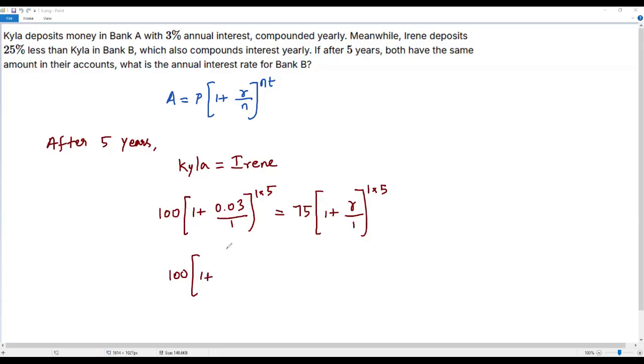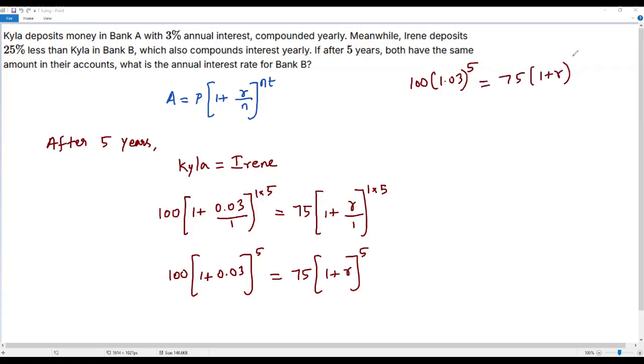Okay, now let's do some simplification. 100 times (1 + 0.03/1), and 0.03 over 1 is just 0.03, raised to the power of 1 times 5, which is 5. Then we get 75 times (1 + r) raised to the power of 5. So 100 times 1.03 to the power of 5 equals 75 times (1 + r) to the power of 5. Now we can divide both sides by 75, so the 75 and 75 cancel out. I'm getting 100 times 1.03 to the 5th power divided by 75 equals (1 + r) to the 5th power.